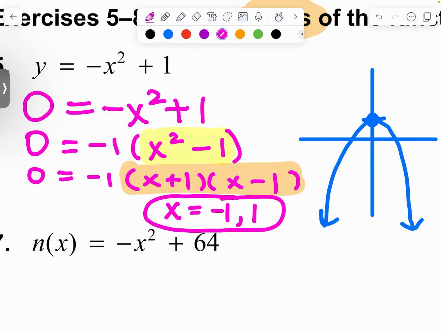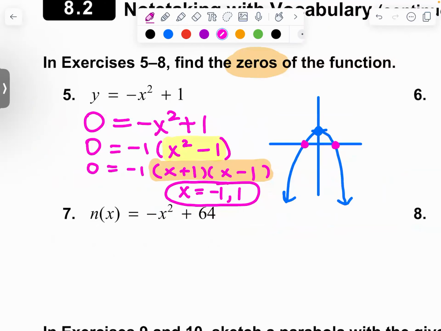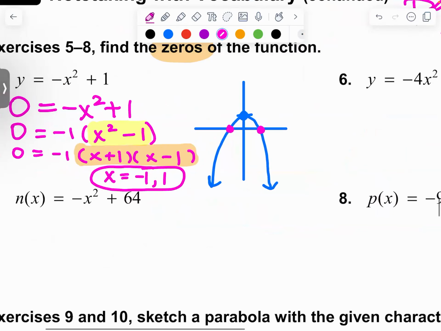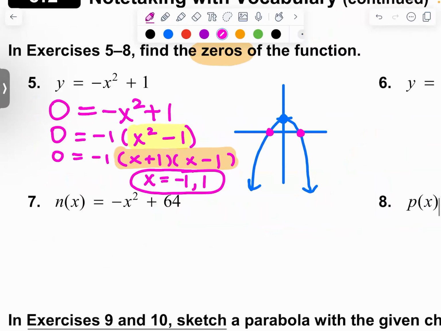They intersect. They intersect what? The x-intercepts. That's what we're finding. The x-intercepts. You are there. You just kind of described it. Okay, that's fine. Zeros are just like, hey, let's find the x-intercepts.